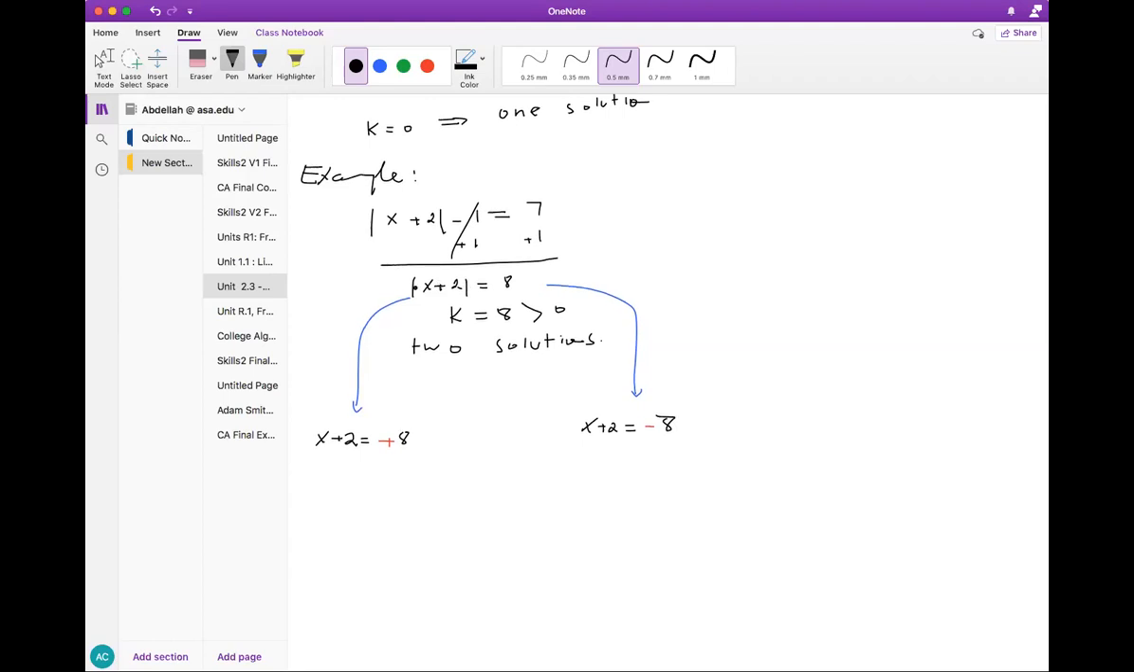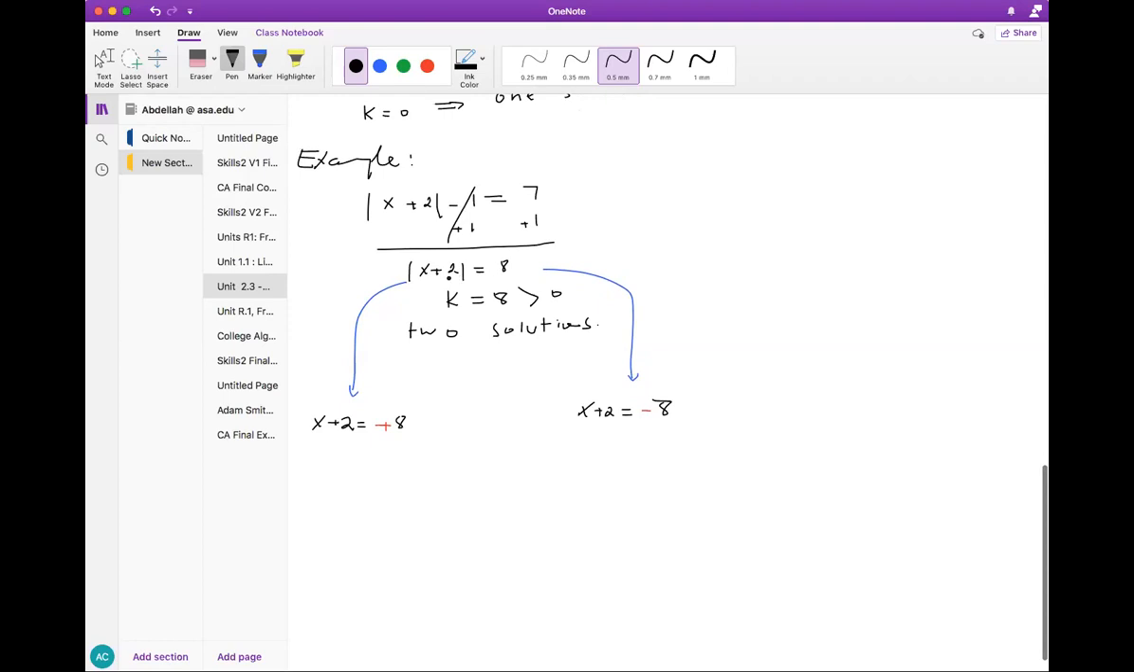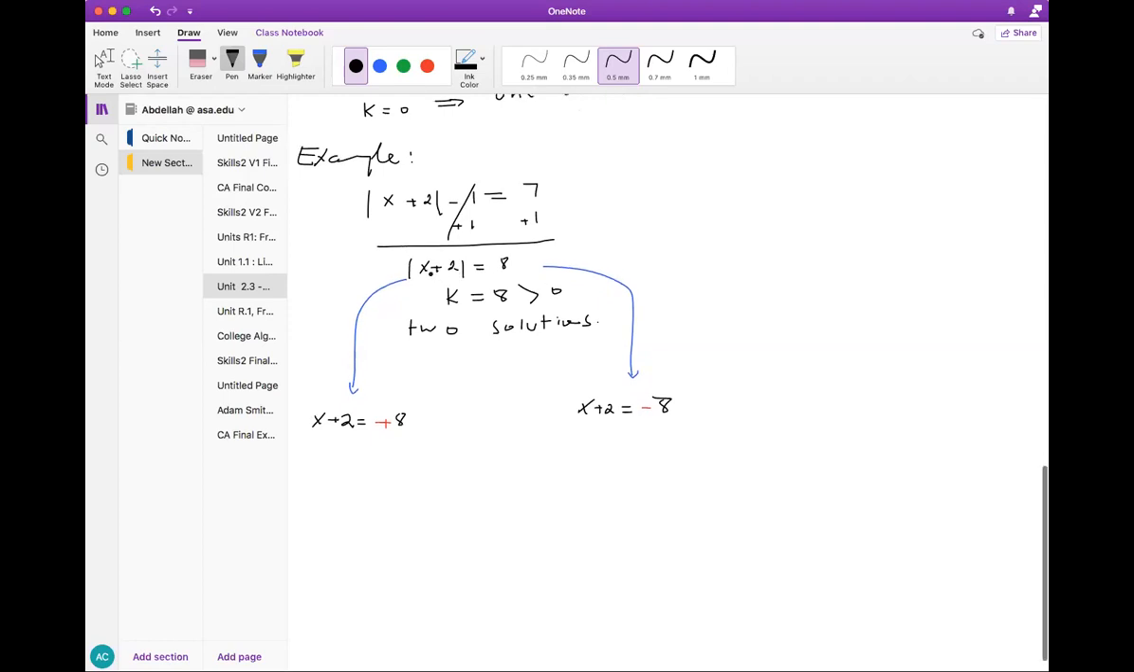What is one obvious solution for this one? x plus 2 is 8. That means x is? 6. That's right, that's one of them. And there's another one that will also give you positive 8 here. What's that number? What's that x?